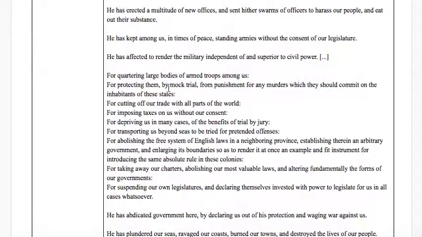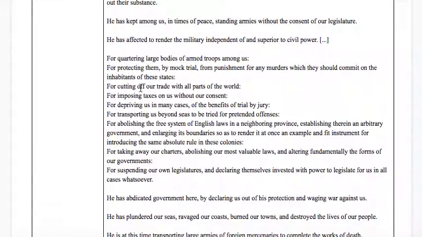The second one we should definitely know, for protecting them by mock trial. These armed troops, for protecting them by mock trial from punishment for any murders, circle murders, which they should commit on the inhabitants of these states. Let's hop down here real quick and let's put Boston Massacre. That is the murders, I should say, that he is specifically referring to. Five of them total. For cutting off our trade with all parts of the world, let's circle cutting off our trade, and we can use this margin over here to paraphrase. This is referencing the Navigation Acts.